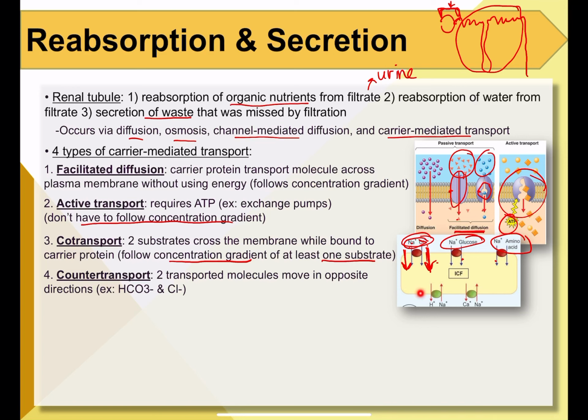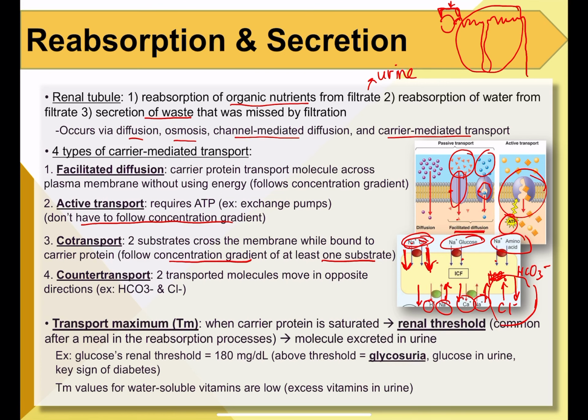Countertransport is when your two molecules are moving in opposite directions with respect to the membrane. So in here you have sodium and hydrogen ions moving in opposite directions, sodium and calcium ions, and then another one we talked about, which was bicarbonate ions and chloride ions. Remember, chloride shift within the red blood cell. That's another type of countertransport we've already mentioned.